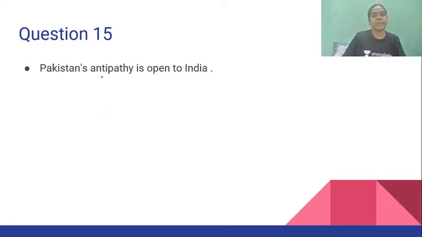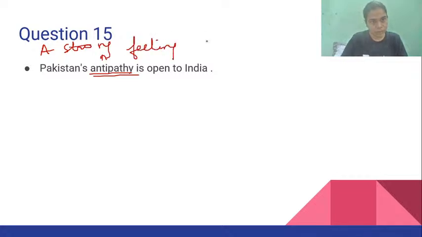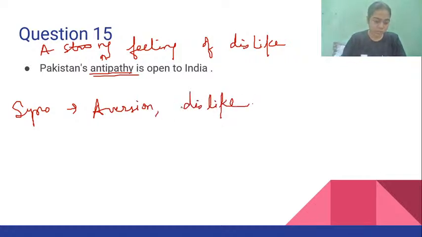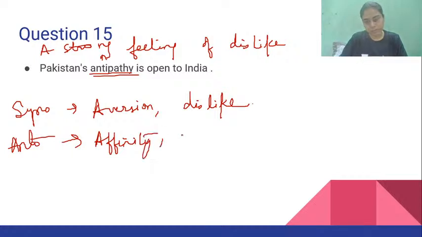Okay, Pakistan's antipathy is open to India. So the next word is antipathy. Antipathy means a strong feeling of dislike. So synonyms can be aversion or dislike, and antonyms can be affinity, cordiality. Right?